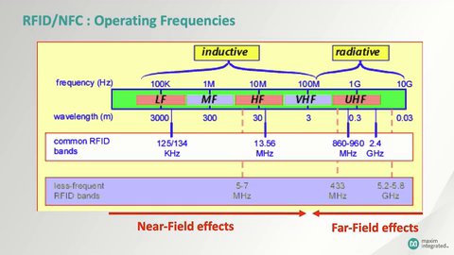Frequencies below 100 MHz with wavelengths longer than about 3 meters are called inductive frequencies, and frequencies above about 100 MHz with wavelengths shorter than about 3 meters are called radiative frequencies. Now here's why. At low frequencies, there is a strong interaction between the transmitting antenna and the receiving antenna due to their proximity relative to the wavelength of the carrier. Effectively, the transmitter and receiver behave as though they were coupled by means of an air-core transformer. Now, this coupling, when in close proximity, is called the near-field effect.